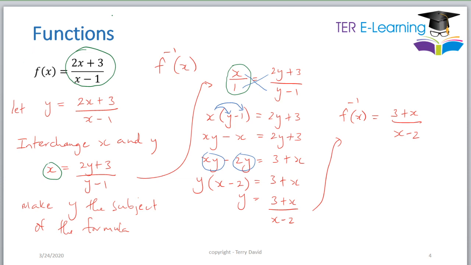So the first step was, this was step 1. This was to let y equal to the function. Next thing was to interchange x and y. And my third step was to make y the subject of the formula. And the final step is to write my answer for the inverse. Alright?